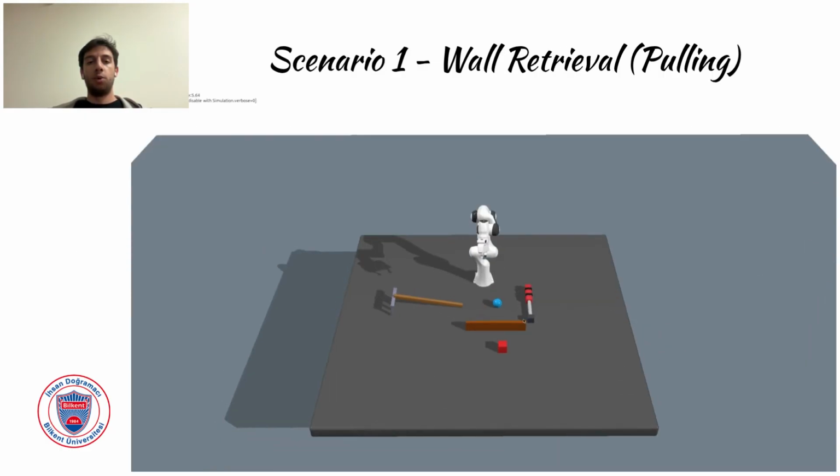Scenario 1, wall retrieval, pulling. Our first scenario is the wall retrieval task. The setup is simple. A target box sits behind a rigid wall. The robot must select a rake, grasp its handle, and drag the box into its reachable workspace.